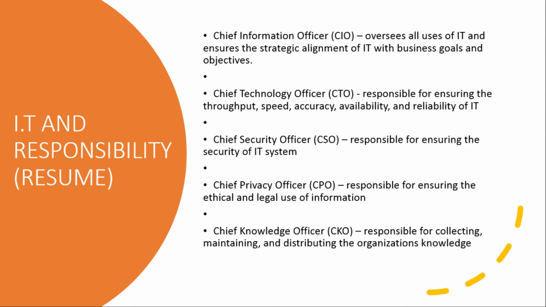The CIO oversees all uses of IT and ensures the strategic alignment of IT with business goals and objectives. The CTO is responsible for ensuring the throughput, speed, accuracy, availability, and reliability of IT. The CSO is responsible for ensuring the security of IT systems. The CPO is responsible for ensuring the ethical and legal use of information. And the CKO is responsible for collecting, maintaining, and distributing the organization's knowledge.